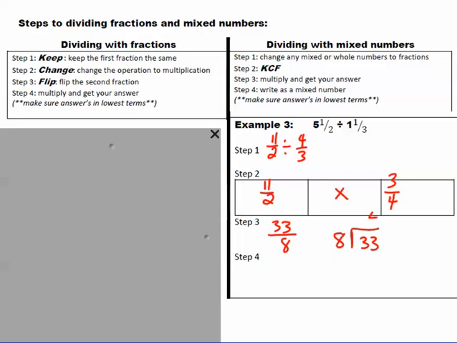So 8 times 4 is 32. I have 1 left over. Keep the same denominator. So 4 and an eighth. Okay? Doing good. Stick with me.